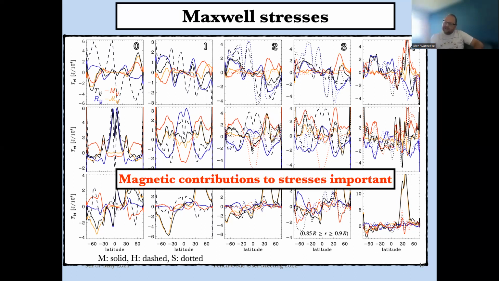Of course, you have to see that this is only in the saturated state. It's important, of course, what happens when the differentiation is building up. But yeah, that's the best we can do.